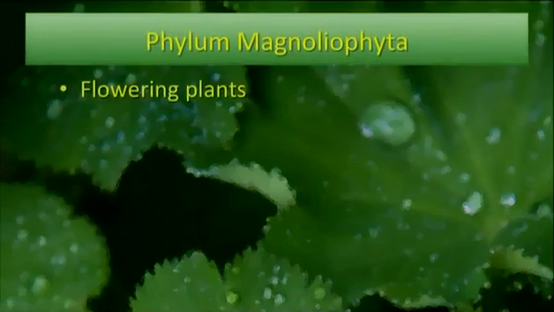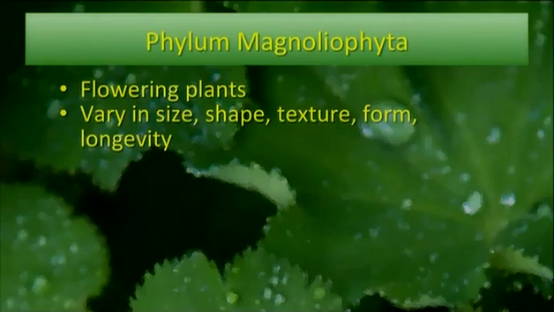Now flowering plants. The flowering plants are the angiosperms. They vary tremendously in terms of size, shape, texture, and form. Also in how long they live. There's some that live only a few weeks: they seed and grow and flower and fruit in only a few weeks, some maybe even in just several days. There's some that live for a very long time, thousands of years. Remember the bristlecone pines?